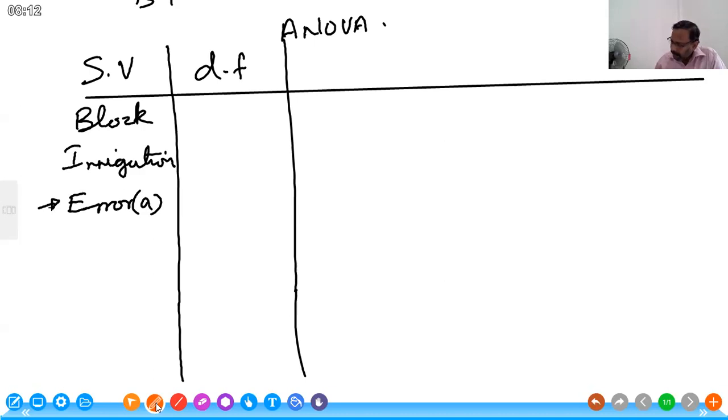Why? Because in calculation, this is the interaction between block and irrigation. The error is the interaction between block and irrigation. So we cannot say it is error irrigation, right? So you can say error A. It's one type of error. Error A or first error, indicating there are two types of error. Good.